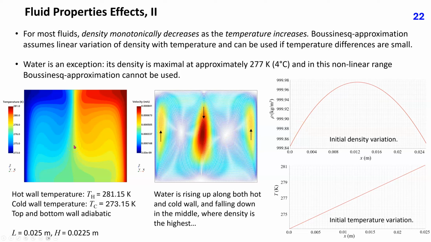These two plots show temperature distribution and velocity vectors in a 2D cavity whose length was 25 mm and height 22.5 mm. The hot temperature on the right was Th equal 281.15 Kelvin or 8 degrees Celsius, and the cold wall temperature on the left was 0 degrees Celsius. The top and bottom walls were adiabatic. Water is rising up along both hot and cold wall and falling down in the middle where the density is the highest.